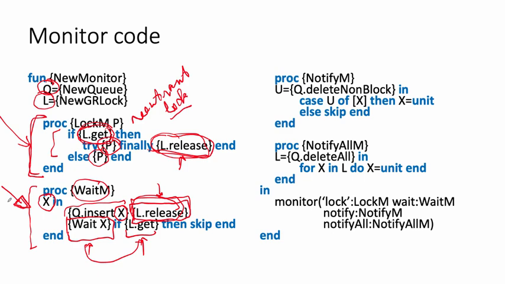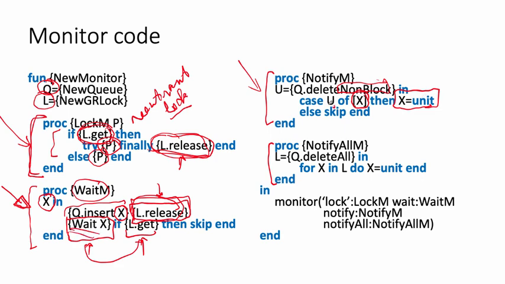Now we have notify and notify all. So the difference between notify and notify all is that it's only one or it's all threads. So notify removes an arbitrary thread. So basically we do delete non-block. So if it returns a list, that means we have one suspended thread. We make the thread continue by doing x equal unit. So the waiting thread will continue.